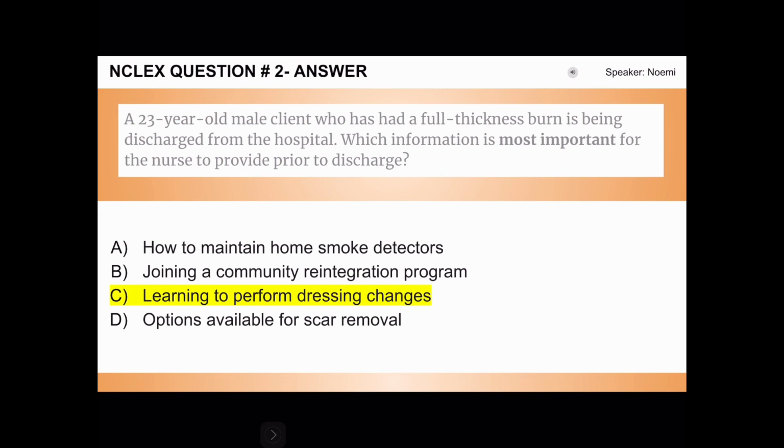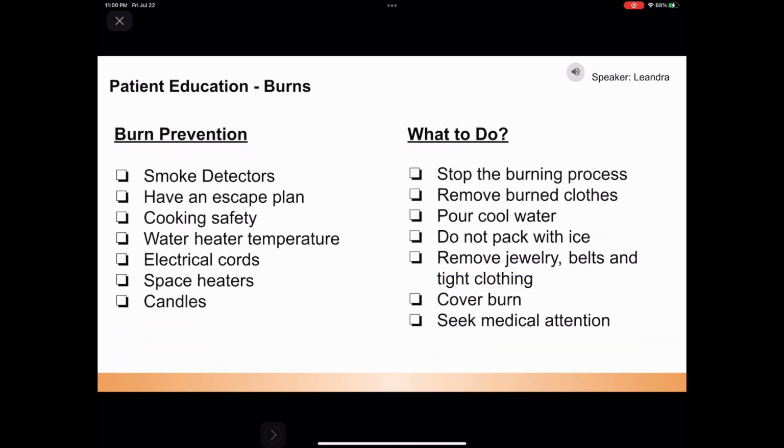Next slide. Patient education for burns. Burn prevention is very important. Some ways you can prevent burns include installing smoke detectors in all living areas and developing an escape plan in case a fire occurs. It is important to cook safely by keeping children out of the kitchen and keeping hot items towards the back of the counters. Ensuring water heaters are kept at 120 degrees Fahrenheit limits the potential for scald burns to occur.